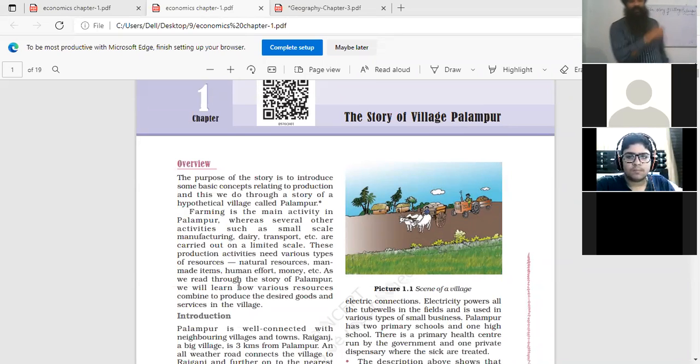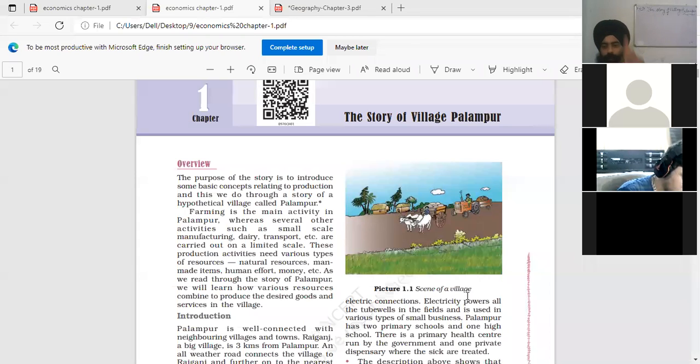So let's move towards Palampur. The village Palampur is known for the production of things. What does production mean? Production is an activity that involves producing goods and services.